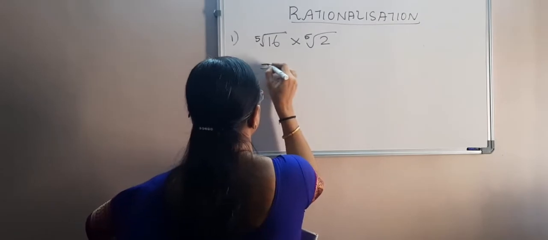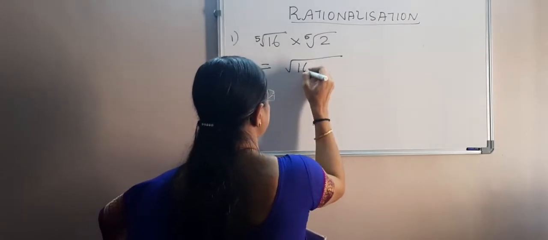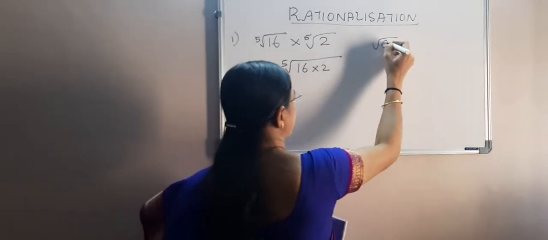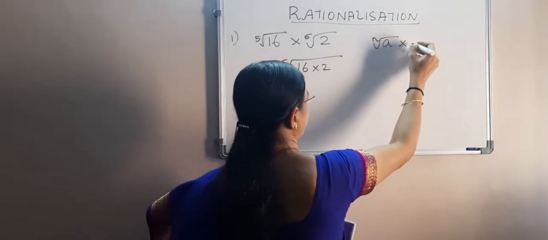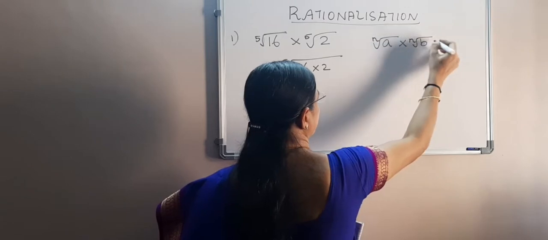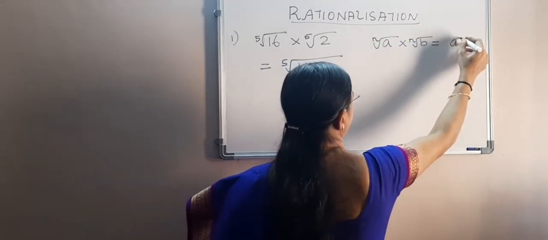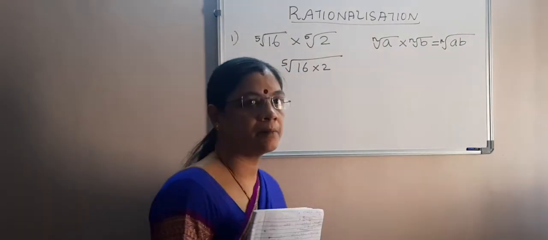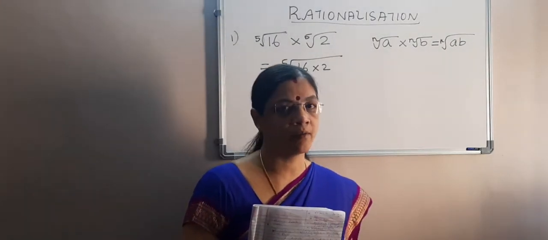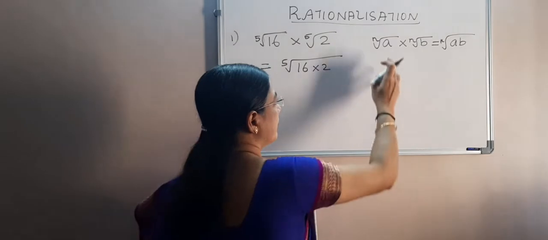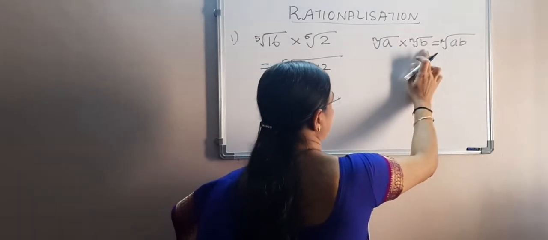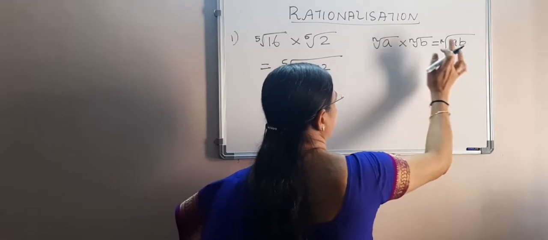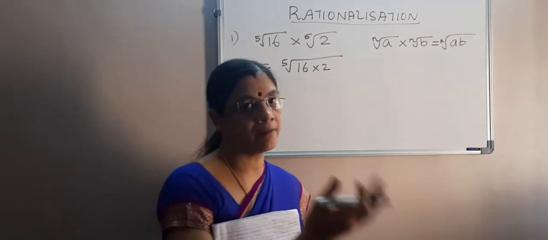Now this can be written as the fifth root of 16 into 2. How is it done? This is done according to the law of exponents, which is (ab) whole power 1 by n. This is the power of a product rule we have already seen. If the powers are taken separately and they are multiplied, they can be multiplied within the root and will have the same power.